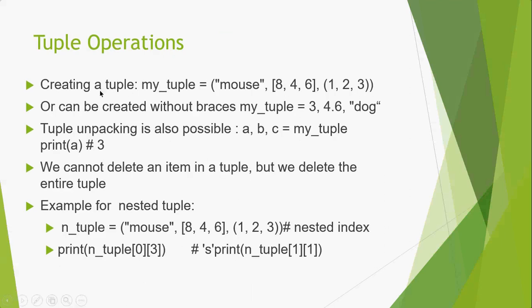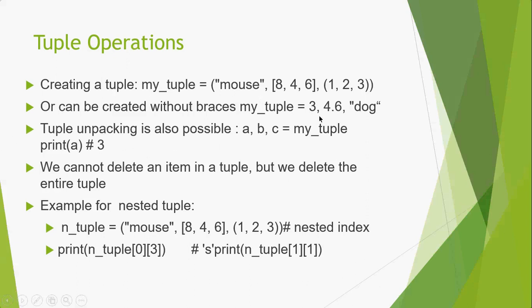For example, this is how we create a tuple. My tuple equal to, and this can be a combination of anything. I created a string, I created a list, and I created another tuple. This is my tuple. So it can be a combination of any data type, or it can also be created without the parentheses. So my tuple equal to 3, which is an integer, 4.6 is a float, and dog is a string. And I can unpack a tuple.